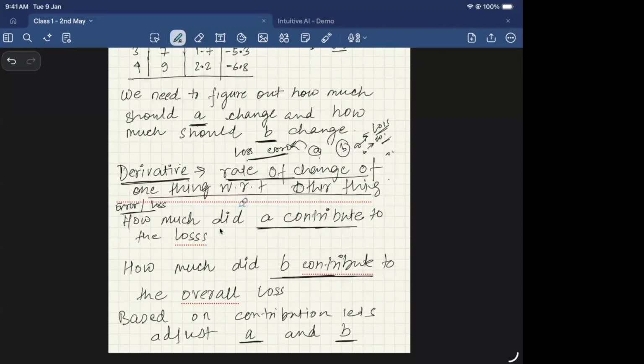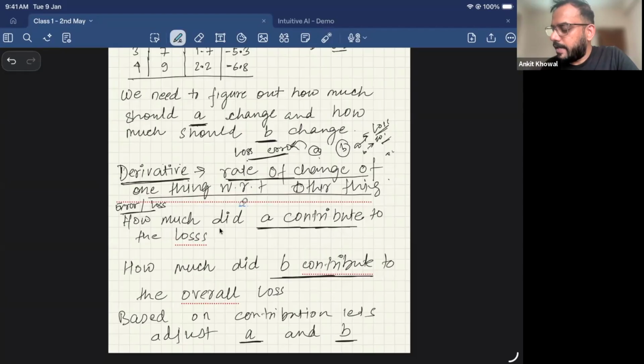Right, so it figured out that I have to use derivatives because they measure the rate of change of one thing with respect to another. I have loss. I have A and B which are contributing to the loss. How much should I change A and B so that the loss is minimized?